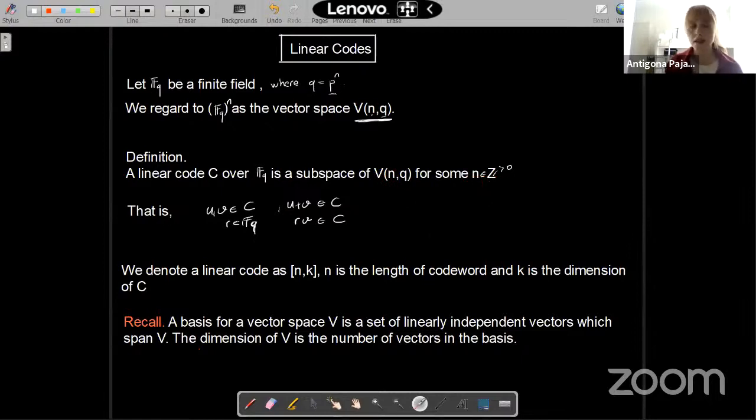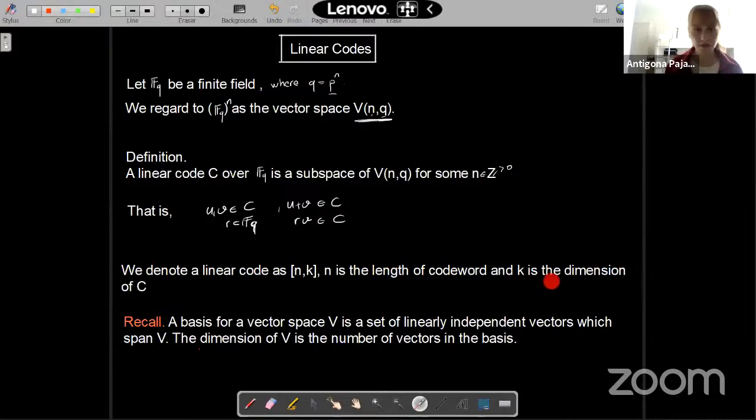What does this mean? It means that if you give me any two code words in our linear code, then their linear combination is also in the linear code. So that's what a subspace of a vector space means. This will be really helpful for us to specify a linear code. Now we denote this linear code by the notation [n,k], where n is the length of the code word and k is the dimension of C.